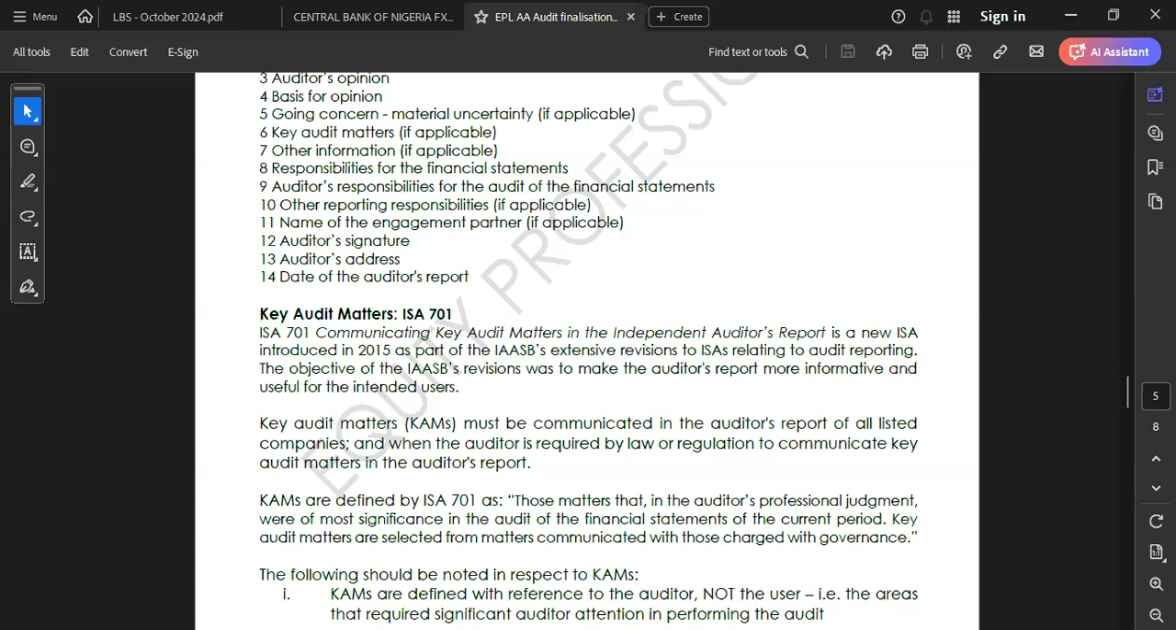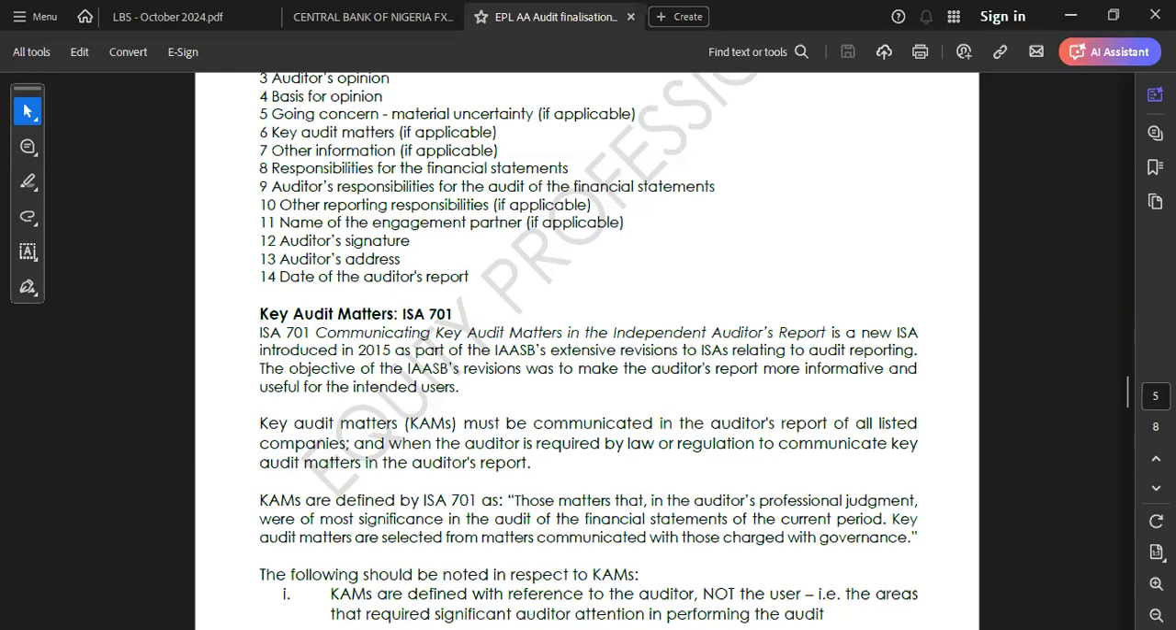Now, according to ISA 701, key audit matters must be communicated in the audit report. So most times, before now, some auditors didn't necessarily put that paragraph. But now, since 2015, it's compulsory that when an auditor identifies key areas, he should put that paragraph in the report. And the definition is those matters that, in the auditor's professional judgment, were of most significance in the audit of the financial statement. So these are areas that, based on the auditor's own judgment, are very, very important. So he needs to let the client know.